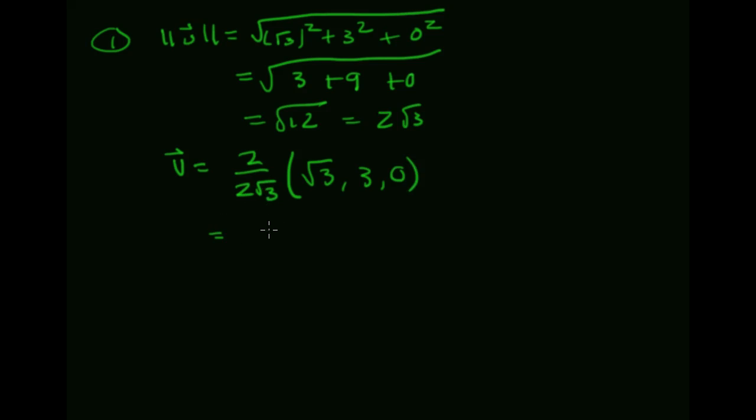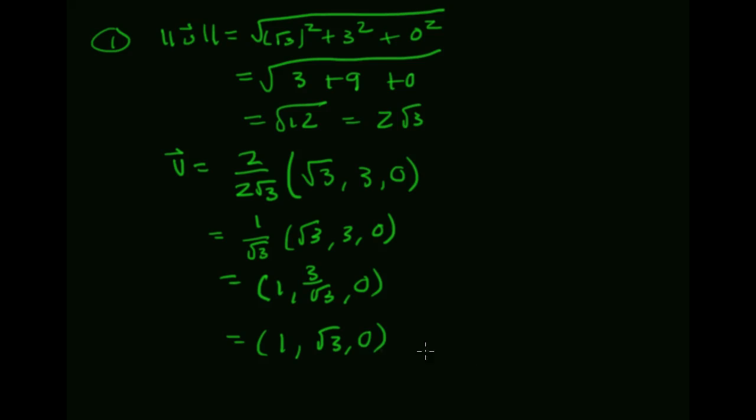A little bit of work with this. The 2's cancel, so that's going to give me 1 over radical 3. So if I distribute that, scalar multiply here, I'm going to get 1, 3 over the square root of 3, 0. I can pretty this one up a little bit. Multiply top and bottom by the square root of 3, which is just going to give me radical 3 times 0. So there you go, that's problem number 1. Let's move on to number 2.